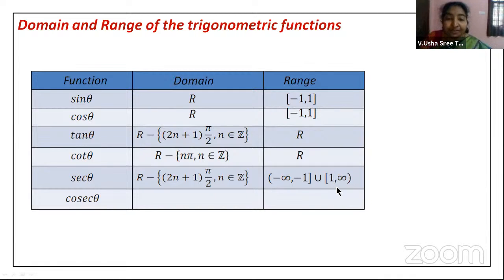Now likewise, cosecant theta is not defined at multiples of 180 degrees. So we will take away all those multiples of 180 from the real number set, right? Then in this domain, the range of the cosecant function will be minus infinity to minus 1 union 1 comma infinity. That means from minus 1 to 1, the function is not taking any value. This can be considered a discontinuous graph or discontinuous function.